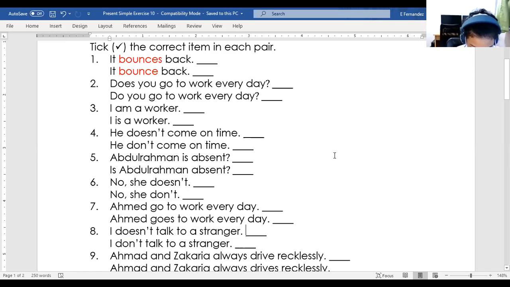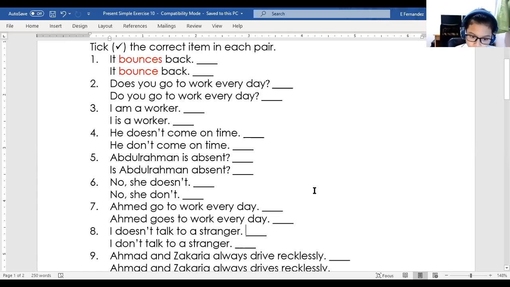Okay, number 2, Crystal, which one is grammatical? Second. Second, very good. What about number 3? First. Yes, very good. Number 4, which one is grammatical? First. First, it doesn't come on time. All right. Number 5, which one is correct? Okay. Second, it's the syntax problem here, the order of the words.